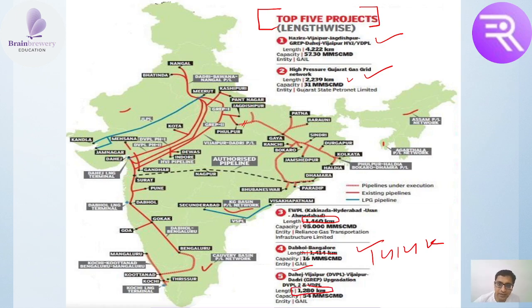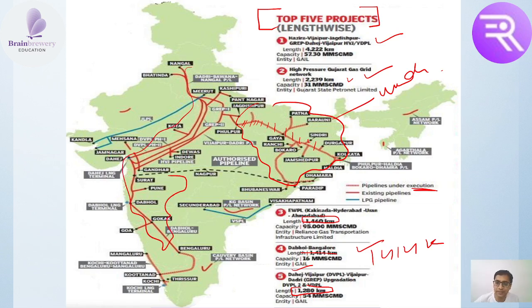You can see the dashed lines are under execution, and the dark red lines are already in place. The green line is of LPG, liquefied petroleum gas, which is being transferred from Kandla and Jamnagar to Meerut city, Kashipur and various other places. So this is how we are expanding our gas network in our country.